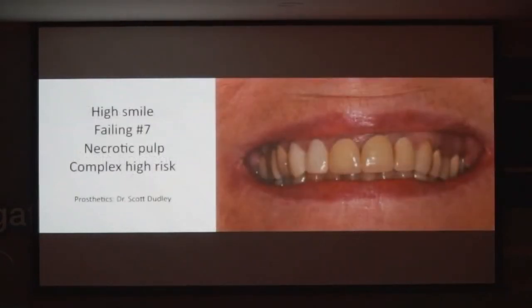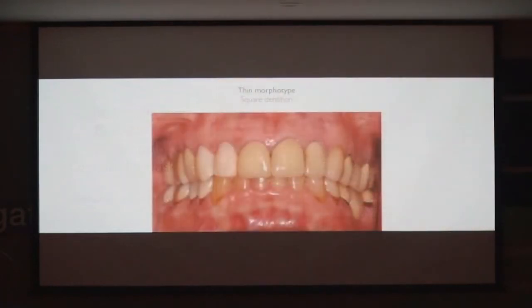So this is the first case I did, okay? It's a high smile failing case. You don't want to touch any of the margins of these because you're going to see a lot of metal. This is a pretty hard case. Now if I was doing this, I'd have to do a connective tissue graft, okay? And so this actually saves your patient money because they don't have to have any regenerative procedures done.